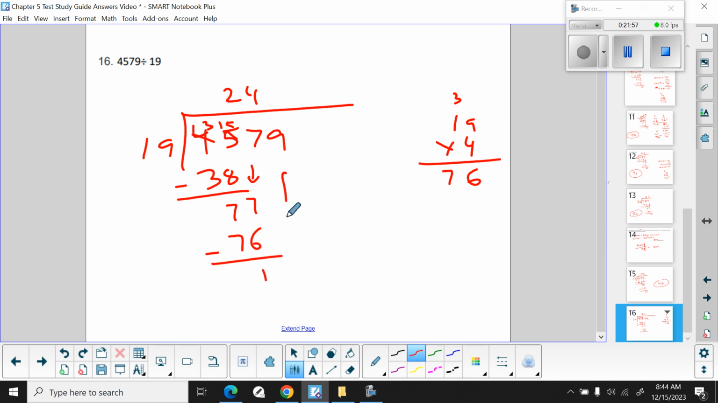Remainder is 1. We bring down the 9. 19 goes into 19 one time. 1 times 19 is 19. No more remainder. Answer is 241.